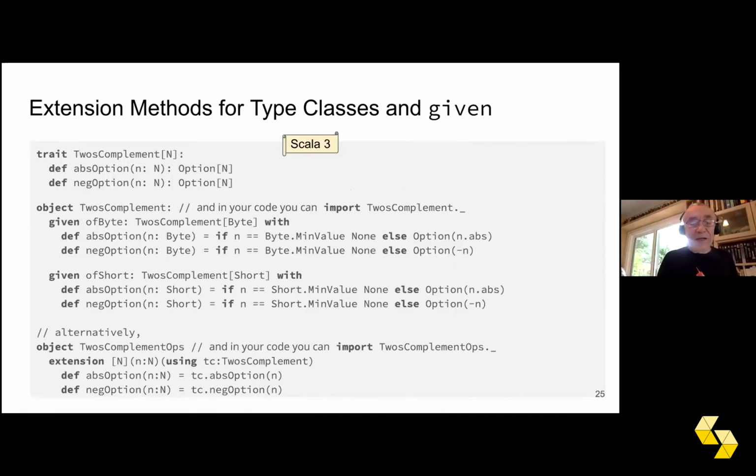So combining all this together, with given and extension methods, we can do tricky things. Suppose we have a trait called TwosComplement. It's a representation of numbers where we know that abs doesn't exist for every given number, and negation also doesn't exist for every given value. Like minus max value, what's that? Integer max value is integer max value. So we redefine abs and negation as optional, as functions that return an Option.